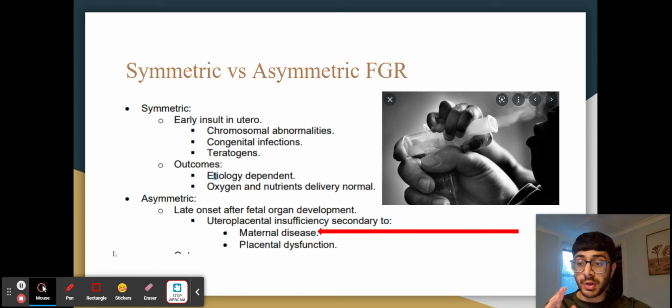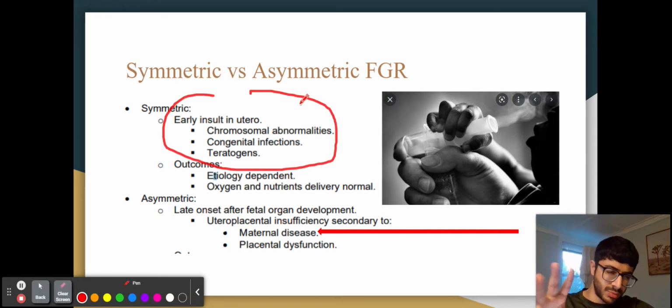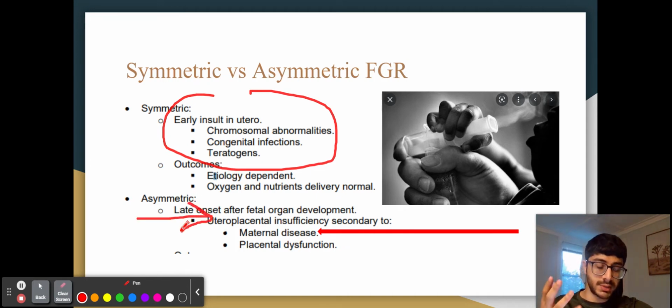Okay, so just to point out, you probably already know what symmetric and asymmetric fetal growth restriction is. Just for you, fetal growth restriction is when they're less than 10% for their gestation. What I wanted to point out here is that symmetric is obviously chromosomal, whatever, you guys know that. Uteroplacental insufficiency causes asymmetric, so preeclampsia, gestational hypertension. I wanted to point out that maternal disease is here.